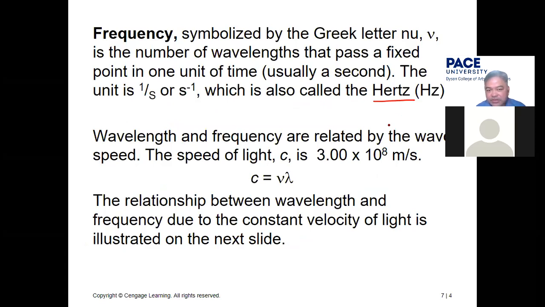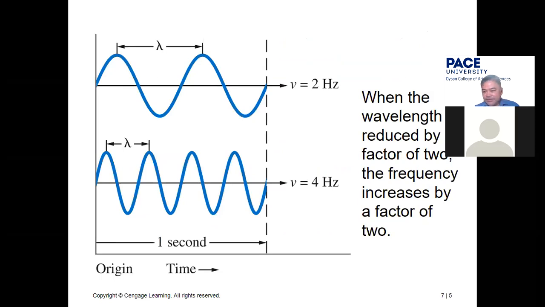So if you're going to look at the wavelength and the frequency, they are related by the speed of light, which is equal to 3.00 times 10 to the 8 meters per second. So the speed of light is the product of frequency and wavelength. And the relationship between wavelength and frequency, due to the constant velocity of light, can be illustrated on the next slide.